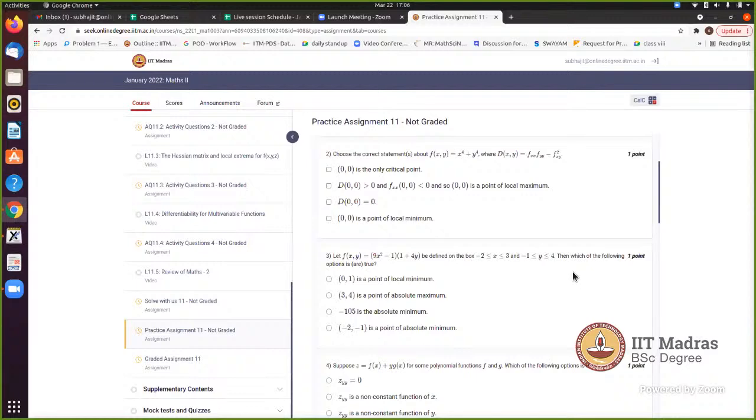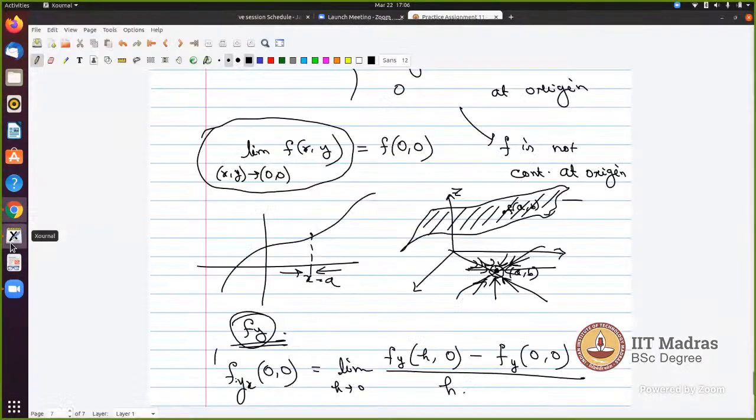Sir, could you please come to notepad, sir? Yes, this diagram, sir. When you were explaining with respect to one variable, I have a conceptual doubt. Basically we say that at a point, say for example A, if the limit exists at that point, meaning the value of the limit and the value of the function are the same, then only we say that it's a continuous function at that point, and then we calculate the differentiation, right?